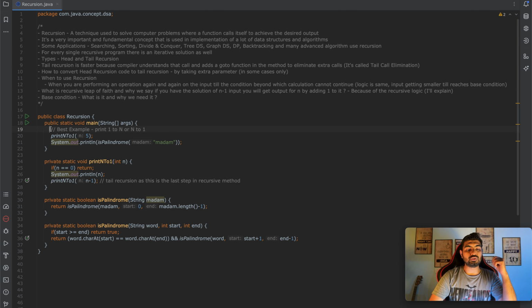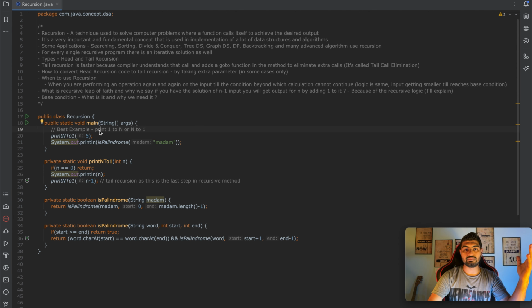So that's why I'm going to use the simplest and best example, which is printing 1 to n or n to 1. Trust me, this is the best example to understand recursion. There are so many advanced programs that claim that if you are able to run these programs, you will understand recursion. Yes, they will enhance your understanding of recursion, but they won't be able to teach you the basic concept of it. For that, this is the best program according to me.